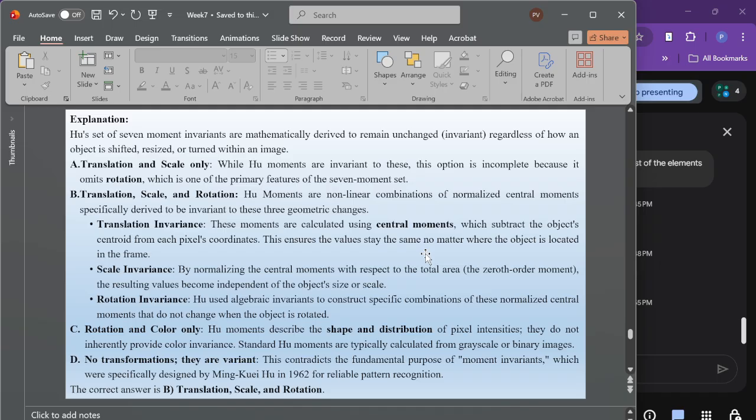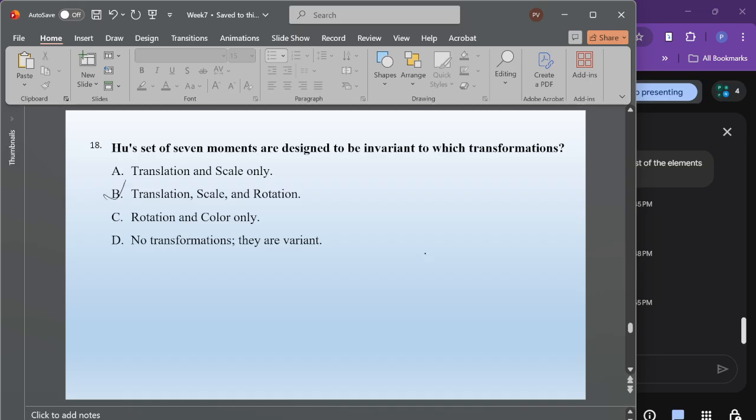Standard Hu moments are typically calculated from grayscale or binary images. Option D says no transformation, that they are variant. This contradicts the fundamental purpose of the moment invariants, which were specifically designed by Ming-Kuei Hu in 1962 for reliable pattern recognition. So the correct option is option B, translation, scale, and rotation. The Hu set of seven moment invariants is mathematically derived to remain unchanged under translation, scale, and rotation. So option B is the correct answer.